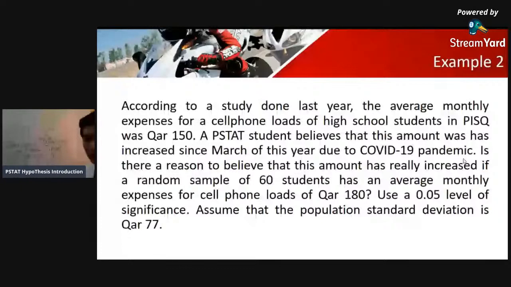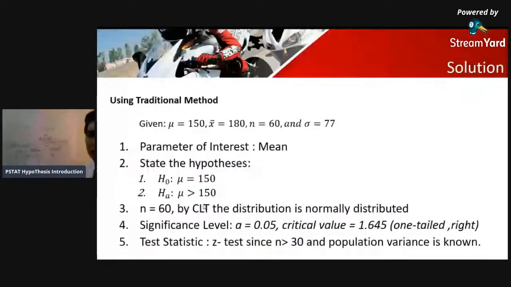Okay, so increase. That's why the symbol we use here is greater than the mean 150, because of the word increased. So the critical value is 1.645. We take the positive one because it is a one-tail test. Take note again, I provided you the summary of the critical values of the Z table or Z test, I should say, during our previous lesson. So Z test because n is 60, greater than 30.